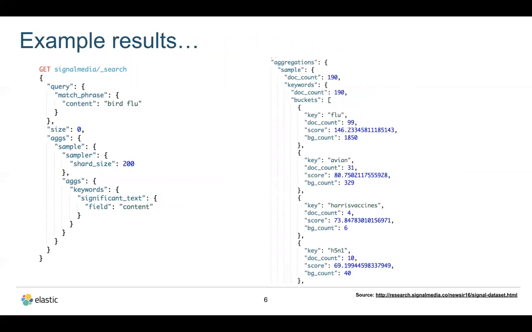So here are some example results. I'm looking at a data set from Signal Media, who've kindly put together a million news articles scraped from the web. And if we search for bird flu here, we can see that obviously flu and avian are significant. Harris Vaccines were the first company to be granted the rights to develop a vaccine for bird flu. So it's one of the key prominent pieces of information that come out of this set of results. And as mentioned before, H5N1 is the actual technical term for bird flu. So all good results, and this is exactly what significant text is designed to find.